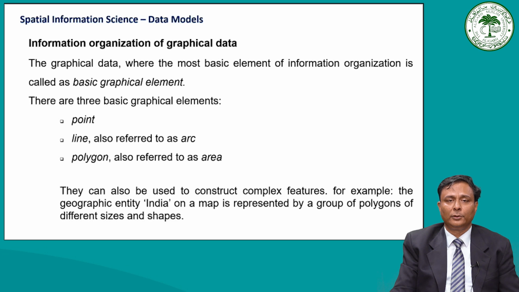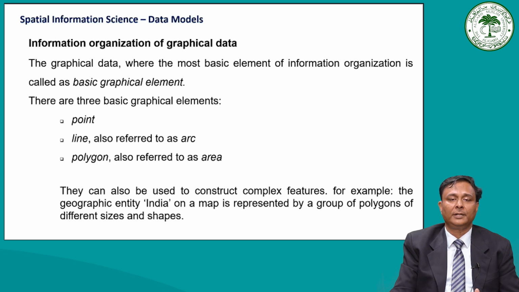Before that, we would look into the information organization of geographical data. In geographical data, the most basic element of information organization is called the basic graphical element. There are three basic graphical elements which we have discussed earlier also. They are known as the point, line, also referred to as an arc, or polygon, also referred to as an area. These basic graphical elements can be individually used to represent geographic features or entities.